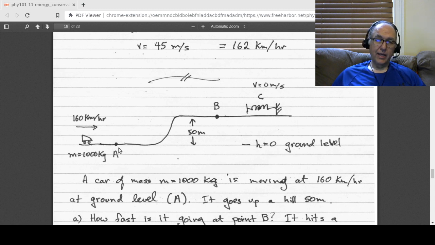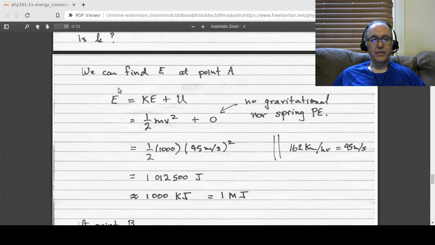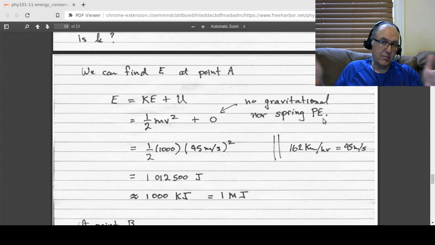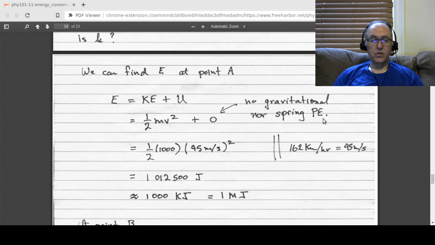So let's start off by calculating the total energy at A. Here I say we can find the total energy E at point A. The total energy is the kinetic plus the potential. The kinetic is calculated as 1/2 mv squared, and the potential is 0. We know that because there's no gravitational potential energy. You're at h equals 0, so mgh is 0. And there's no spring potential energy because the spring hasn't been compressed yet. You're nowhere near that spring, so x for the spring is 0, and the spring potential energy is 0. So there's no potential energy there.